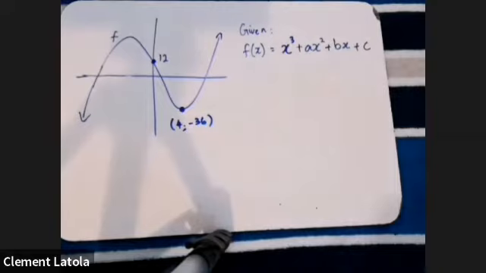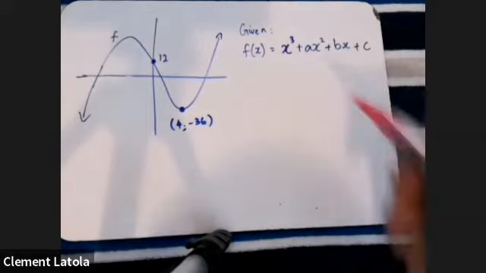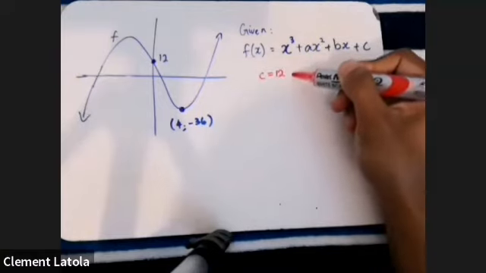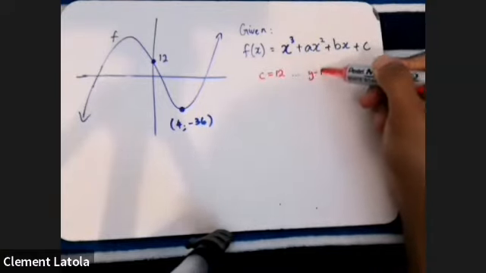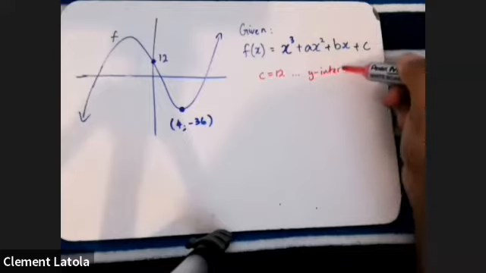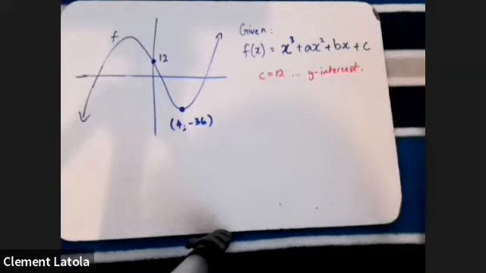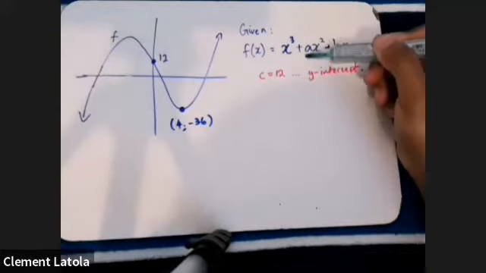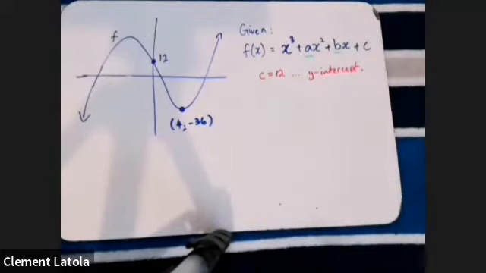Now I'll start out with c, because c is the most obvious. c is equal to 12, because c is the y-intercept of the graph. So c is equal to 12. It's the y-intercept. Now what I need to do is work out the a and the b. Those are the only two things that are still unknown at this point.